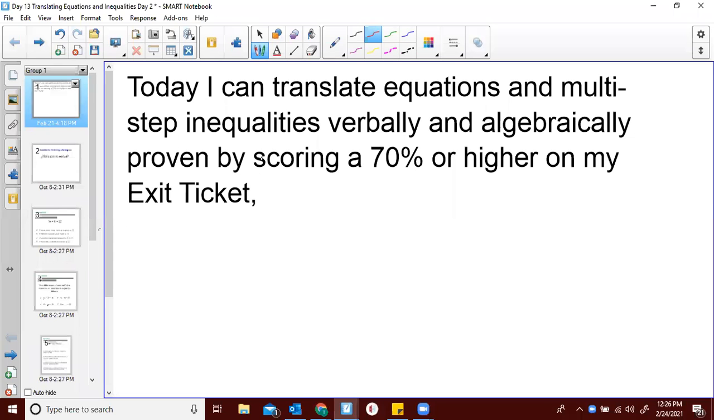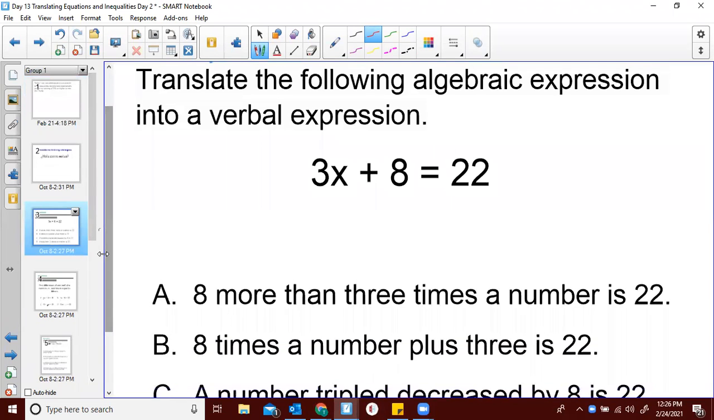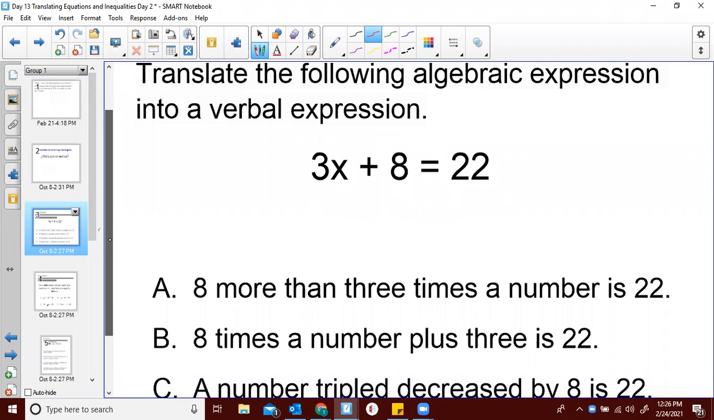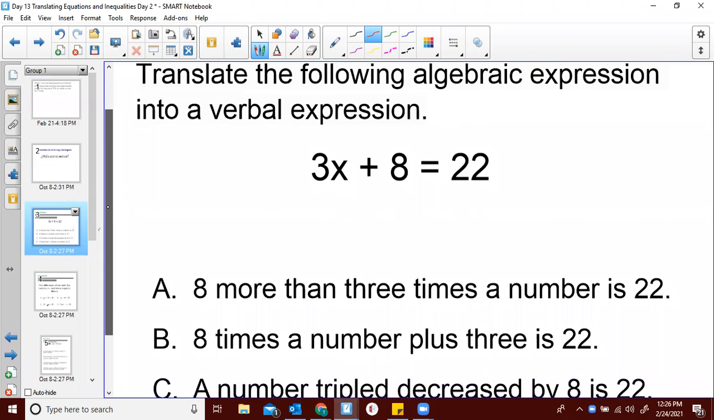Okay, so today we're going to be able to translate equations and multi-step inequalities verbally and algebraically. So it's just kind of like yesterday, just going to add on a little bit. Yesterday, actually, I brought up that we weren't using the parentheses, and you'll see one problem at the end where we do. So that's really the big thing.